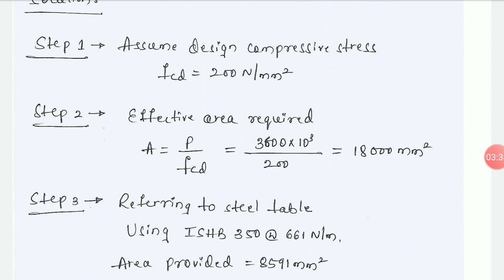Here I am not using only a single I section, I am using plates along with that. That is, the combination of I section and plate making a built up section is used to carry the load of 3600 kilonewton. So I need to choose a section from the steel table such that it satisfies a minimum of 50 to 60% of this area of 18,000 mm square, and the remaining area has to be matched up with the plates provided to the I section.